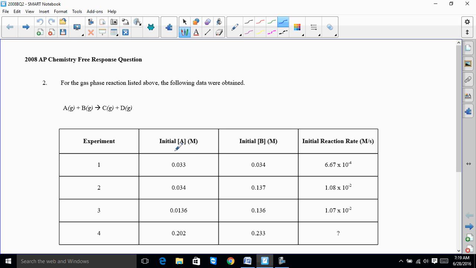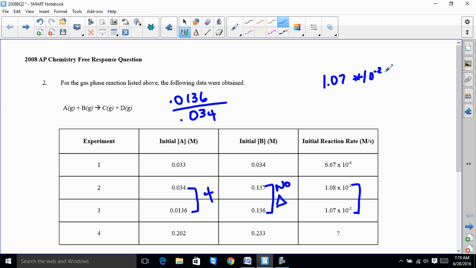So to find the order of A, you find a set of trials in which B doesn't change or doesn't change much. So here there's no change. Well, there's a little tiny change. Here, if you do 0.0136 divided by 0.034, this is a 4, so 0.034 times 4 is 0.136. If over here you do 1.07 times 10 to the negative 2 divided by 1.08 times 10 to the negative 2 and do it on your calculator, this is really darn close to 1.